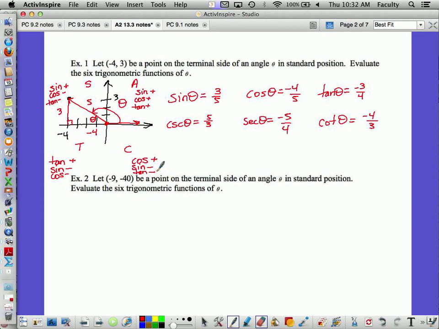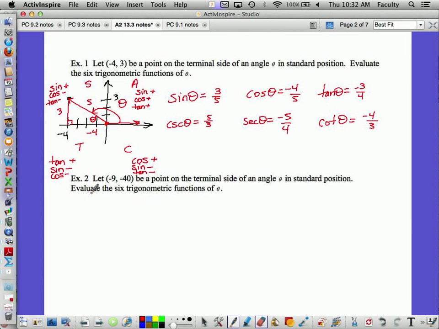So when we say all students take calculus, everything's positive in the first quadrant. In the second quadrant, sine and its reciprocal are positive, but the others are negative. In the third quadrant, tangent's positive with its reciprocal, and the rest are negative. In the fourth quadrant, cosine and its reciprocal are positive, sine and tangent are negative.